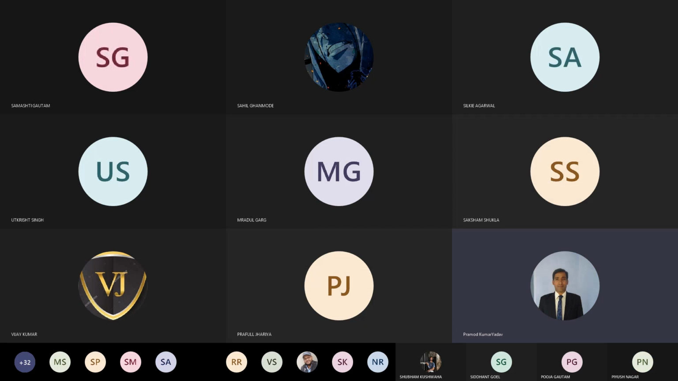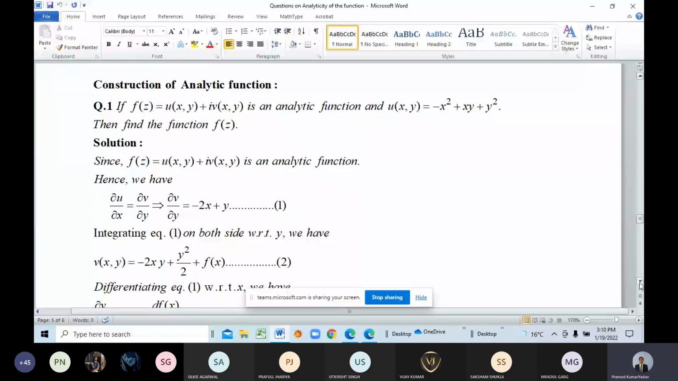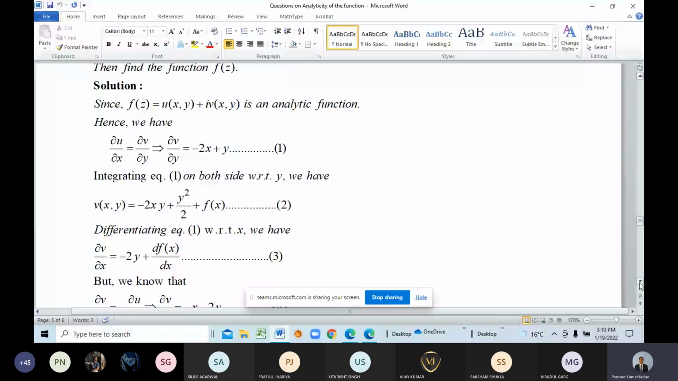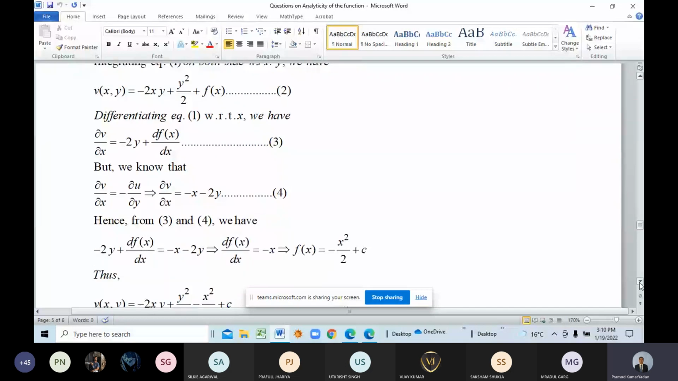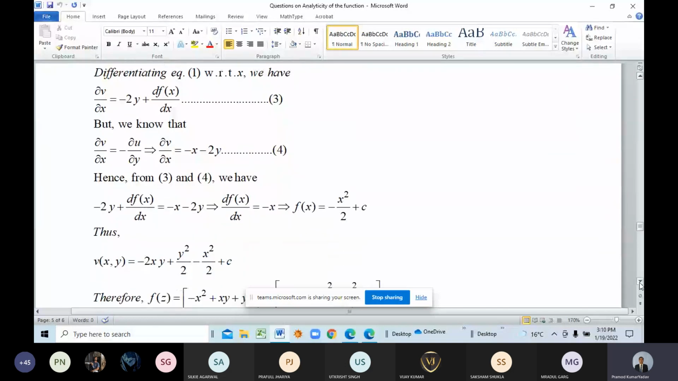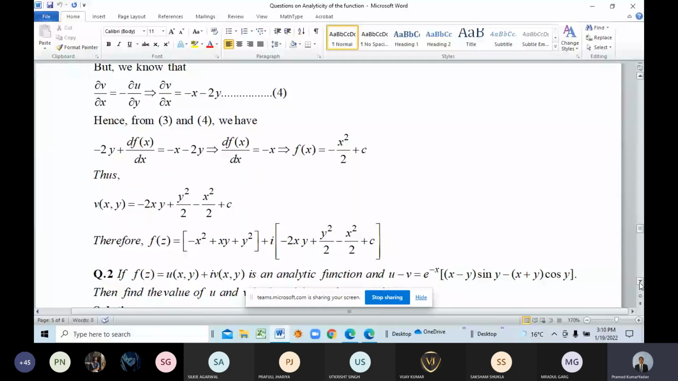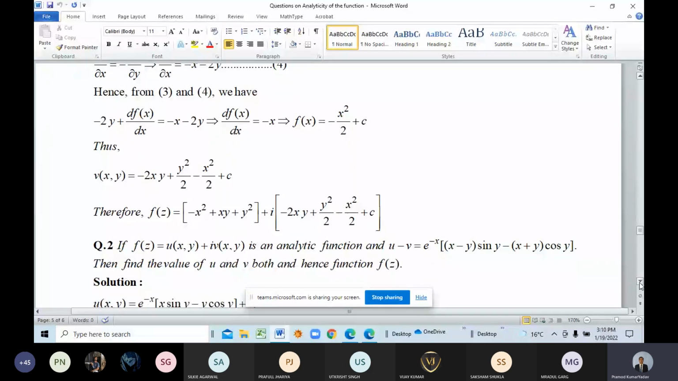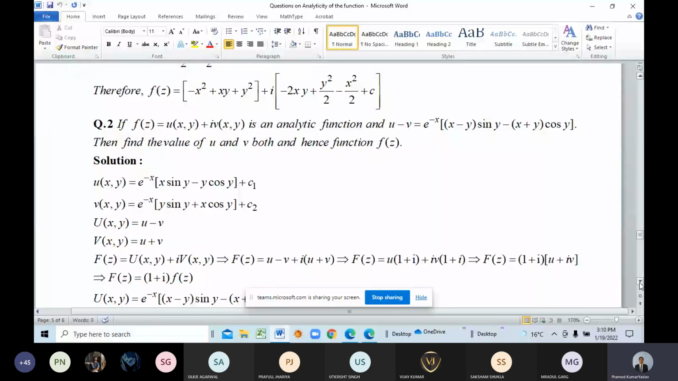Based on some combination, that is, if u minus v or u plus v is known, then we need to find the analytic functions. On that day, some of you tried to find the analytic function, but there was a trick in that one. What we did, we assumed u minus v is equal to capital U and u plus v is equal to capital V.